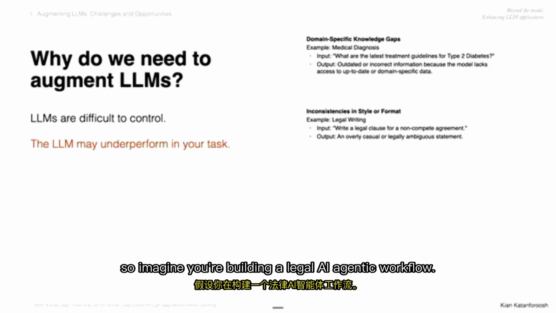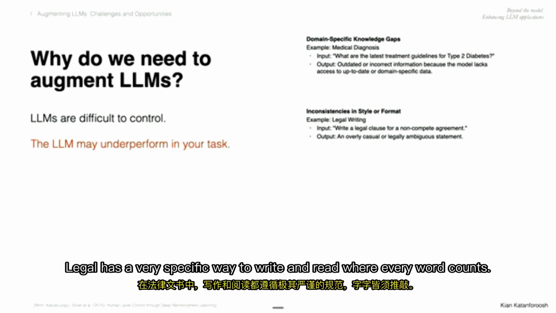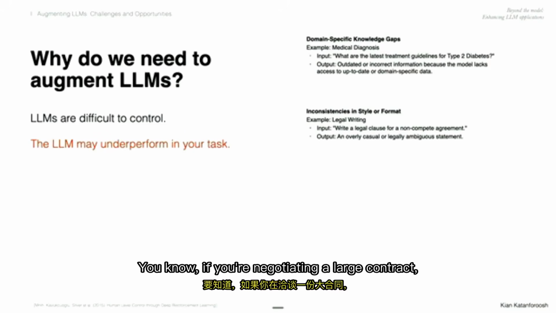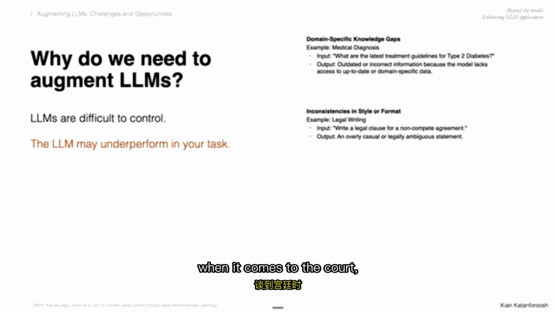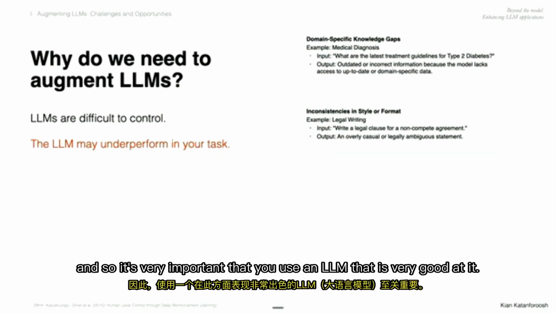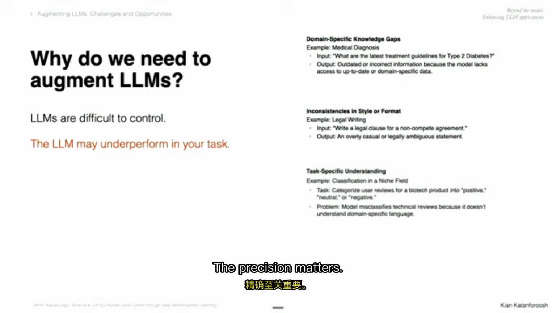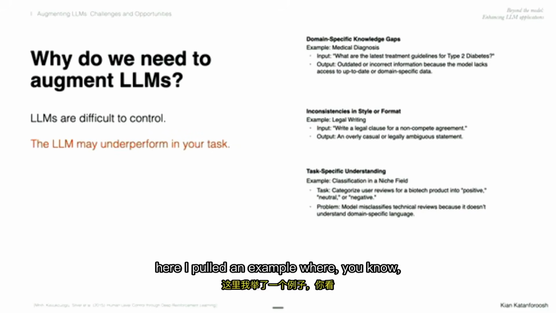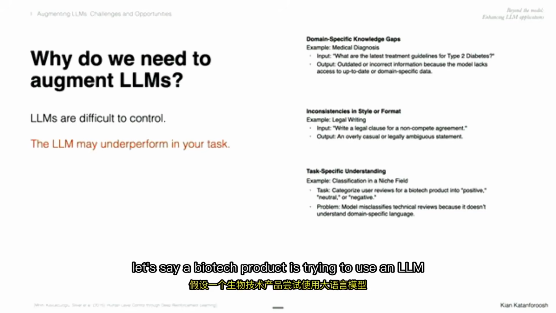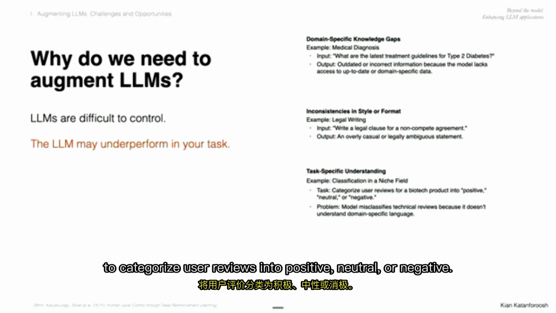Inconsistencies in style and format. So imagine you're building a legal AI agentic workflow. Legal has a very specific way to write and read, where every word counts. If you're negotiating a large contract, every word on that contract might mean something else when it comes to the court. And so it's very important that you use an LLM that is very good at it. The precision matters. And then, task-specific understanding, such as doing a classification on a niche field. Here, I pulled an example where, let's say a biotech product is trying to use an LLM to categorize user reviews into positive, neutral, or negative.